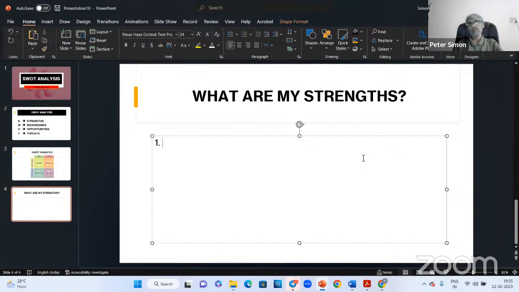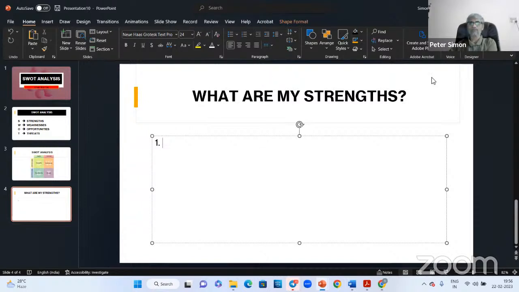It may be your language efficiency. It may be your pronunciation. It may be your vocabulary. It may be your style. It may be your confidence. What exactly are your strengths? Are you good at speaking, or are you good at listening? Are you good at understanding? Are you good at comprehending things? Focus on those strengths. Write down your strengths.